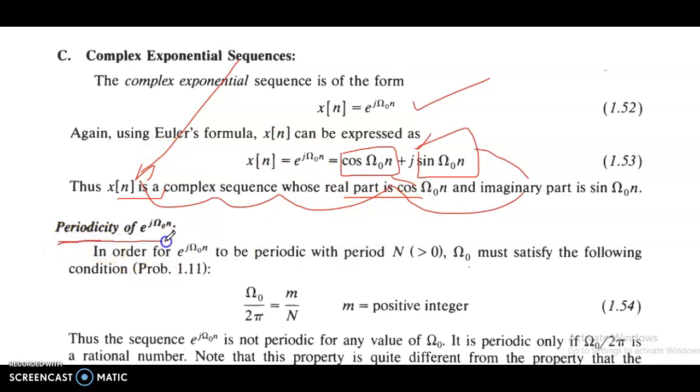Periodicity of e^(jω₀n). In order for e^(jω₀n) to be periodic with period N, periodic means the same values repeat. So for e^(jω₀n) to be periodic with period N greater than 0, this condition is the period.